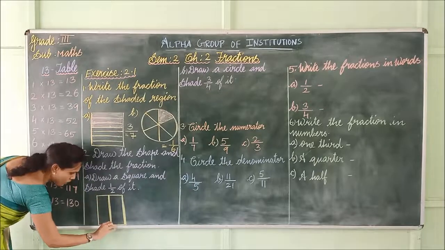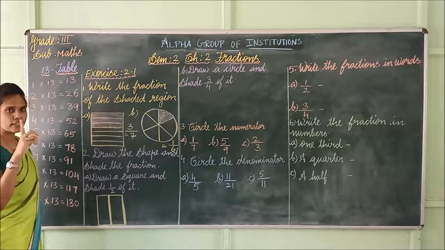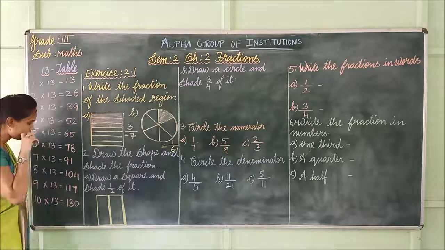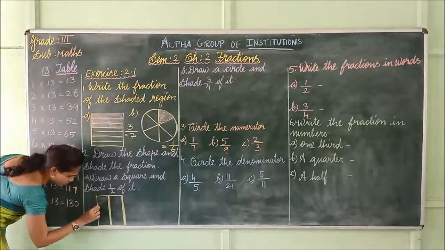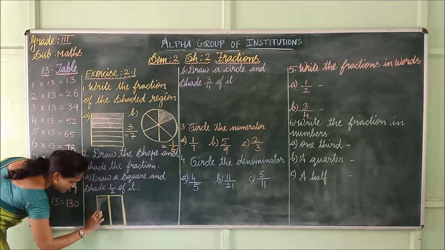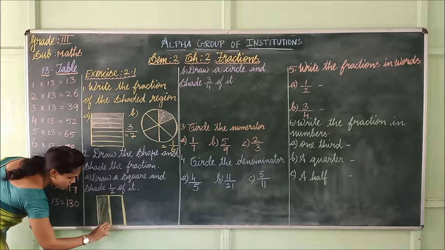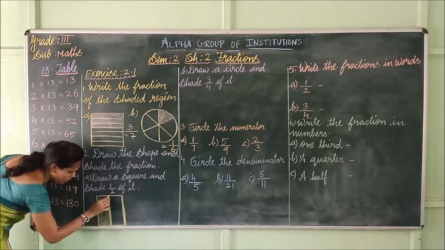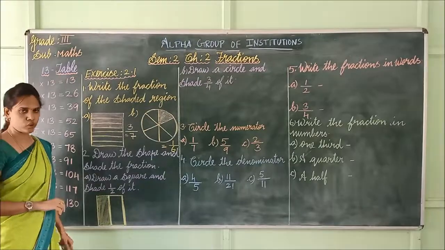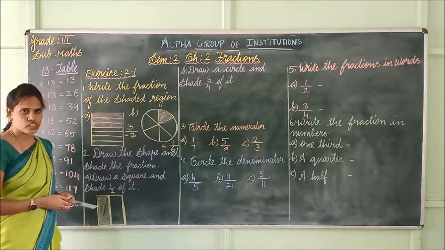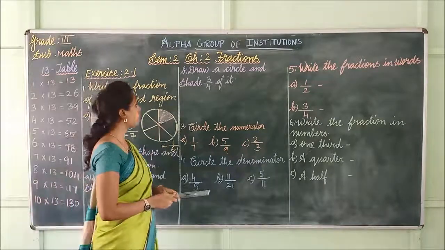Now how many parts do you have to shade? What is the numerator? 1. So only 1 part you have to shade. It may be either this side or that side. I am going to shade this side. Children, you can shade any one side. Only one side you have to shade, because the fraction is given as 1 by 2. Only 1 part you have to shade. Like this you have to do. According to the question, you have to draw the shape and shade it. Fine, children. Shall we move on to the B problem?